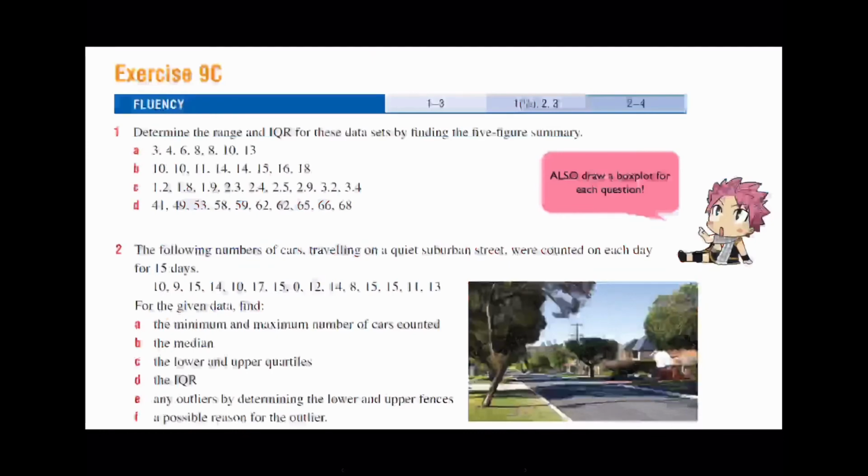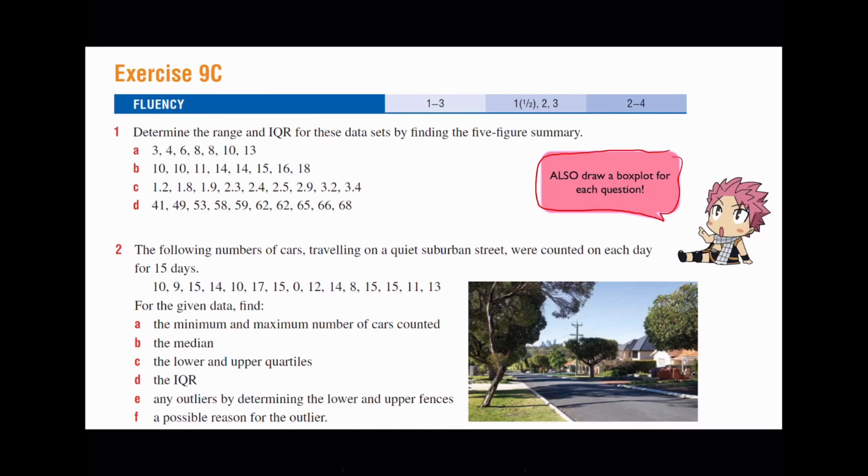What I'd like you to do for the remainder of today's lesson is answer only these 2 questions over here. However, because you're doing fewer questions overall, once you've found the 5-figure summary for each of these, I also want you to draw a box plot for each question. So you're only doing 2 questions, but because you're also drawing, this is going to be somewhat time consuming. So please do that for today's lesson.